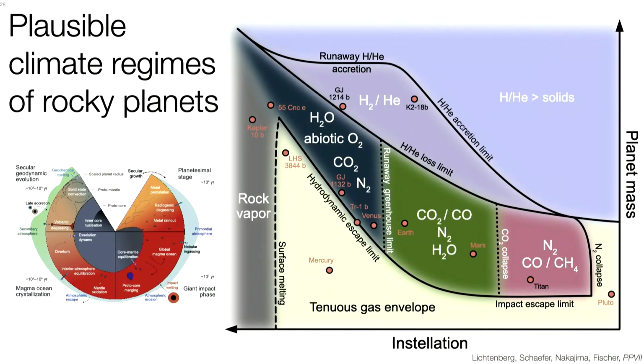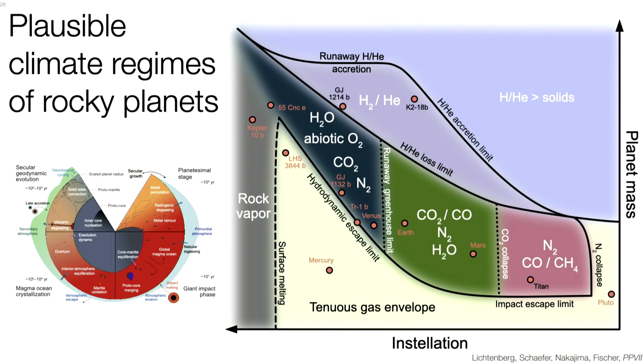We've tried to synthesize our understanding from these concepts into a sort of phase space of atmospheric scenarios for rocky planets as a qualitative function of planetary mass and insolation, where the climate regime that I just described, the steam and runaway greenhouse climates, are here dominated by steam and later on potentially abiotic oxygen. Separated by the runaway greenhouse limit from Earth-like planets that we believe are abiotically generally dominated by CO2, CO or N2.